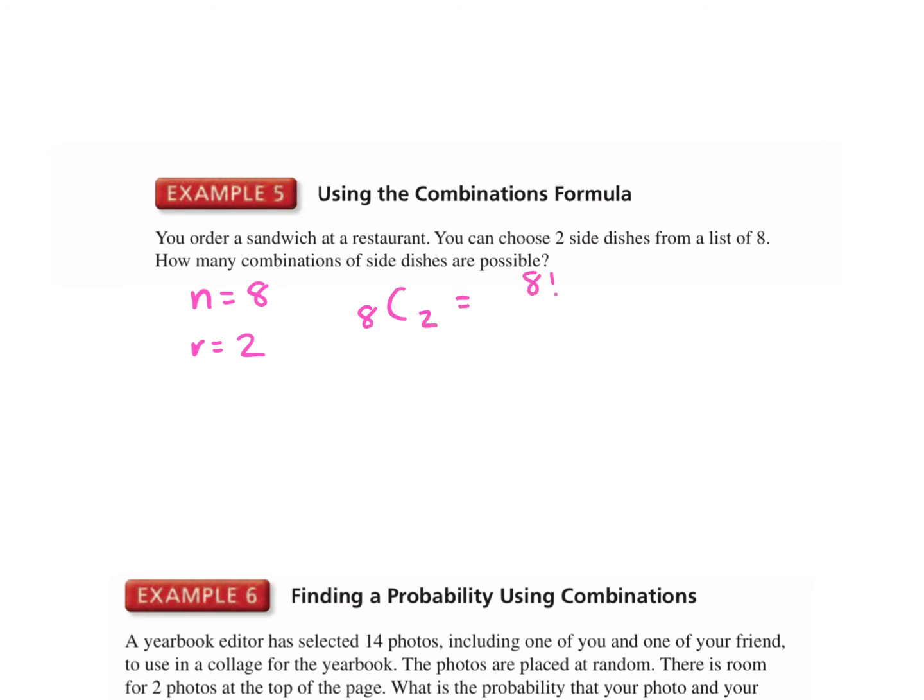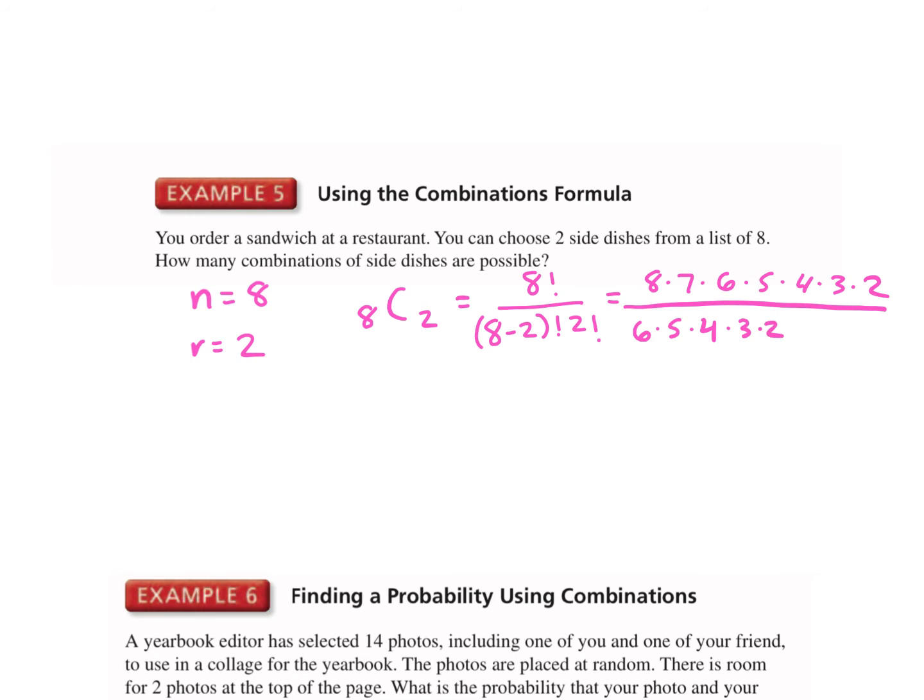So 8 factorial on the top, 8 minus 2 factorial times 2 factorial on the bottom. So on the top, we have 8 times 7 times 6 times 5 times 4 times 3 times 2 times 1. On the bottom, 8 minus 2 is 6. So 6 factorial would be 6 times 5 times 4 times 3 times 2 times 1. And then 2 factorial is 2 times 1.